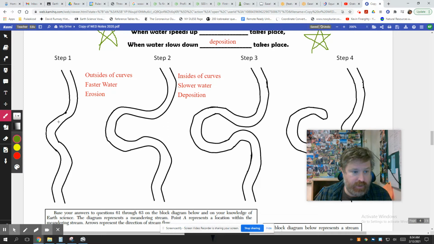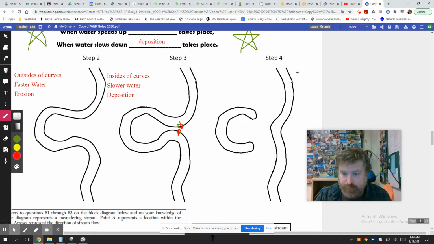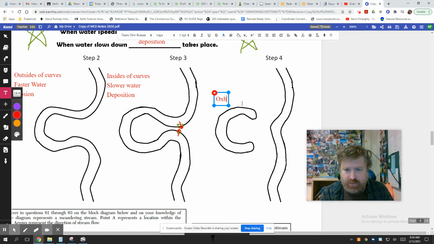So this curve, if the water's going this way, this would be the outside of the curve. The water's going faster, it will erode, and this whole curve will migrate that way. The meander will get larger and larger and larger. But then look, you got the outside of a curve here, you got the outside of a curve here, so erosion wants to take this bank and go that way, and this bank can go that way, so they meet up pretty soon. And you get a river with a separate oxbow lake. Oxbow. Cool.